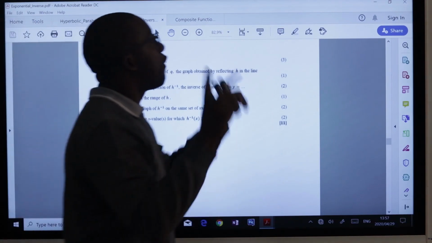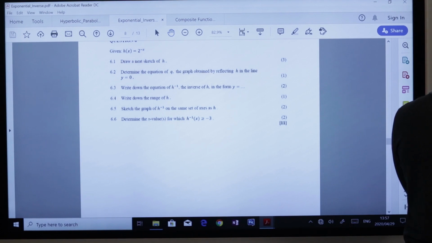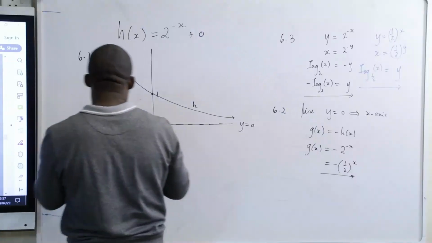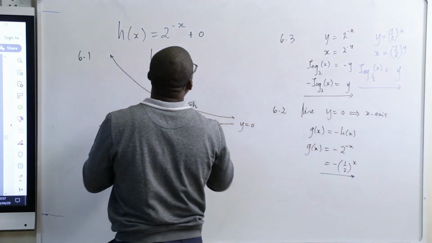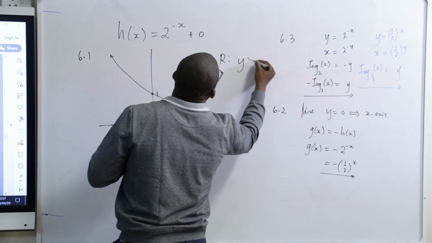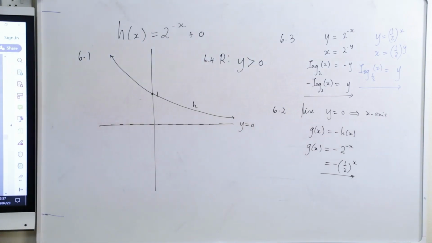Write down the range of h. According to the sketch, the graph is strictly on top of the x-axis. Therefore, 6.4, the range is such that y is greater than 0. Strictly greater, not equal to.